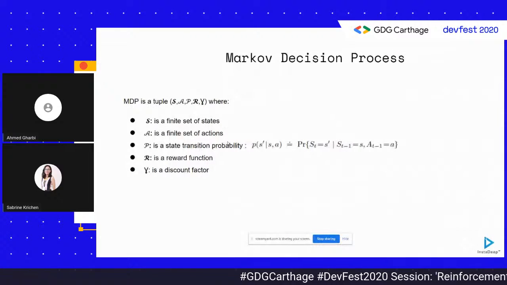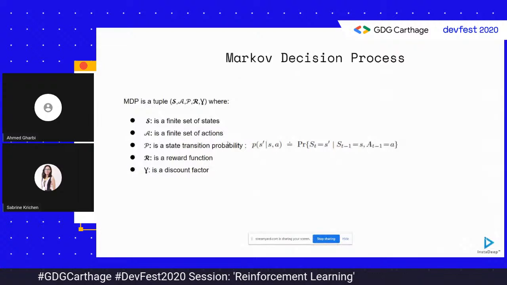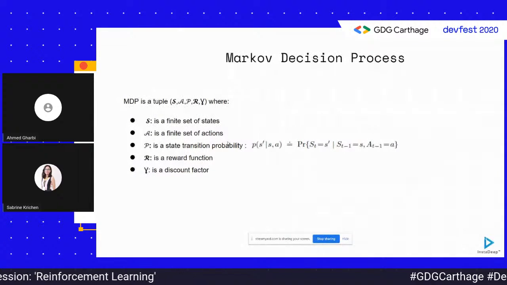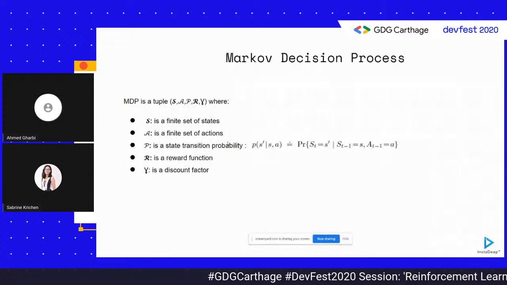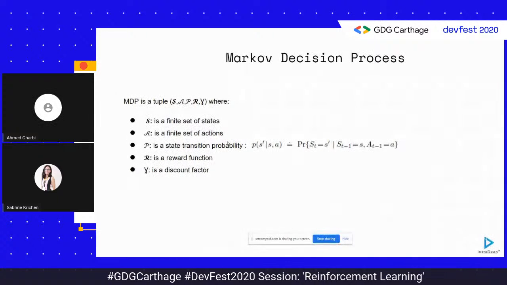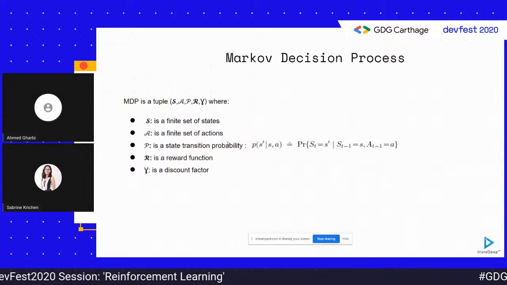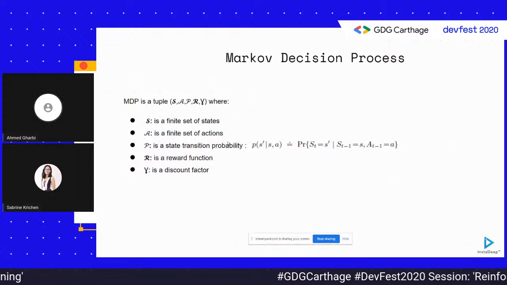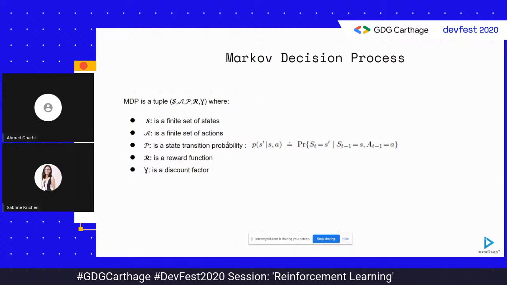We defined what an agent is, what an environment is, what the actions are, what the state is, and the reward. And now we need a little bit of theory. So we will introduce a concept called Markov decision process. A Markov decision process, or MDP, is a mathematical framework that allows us to formalize the reinforcement learning problem.